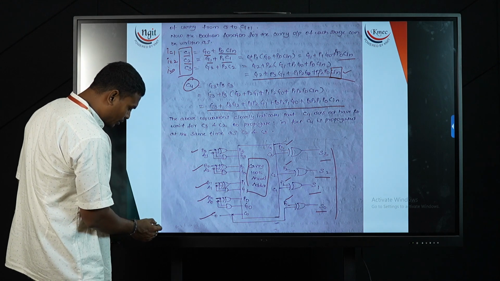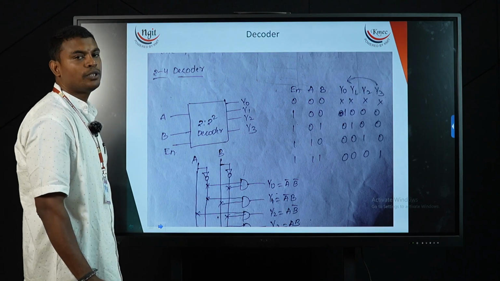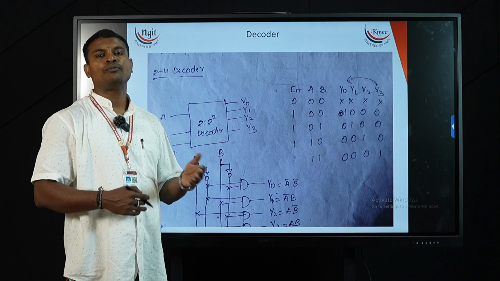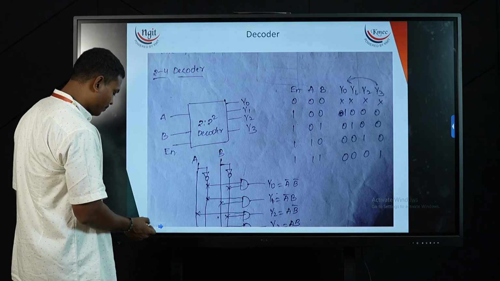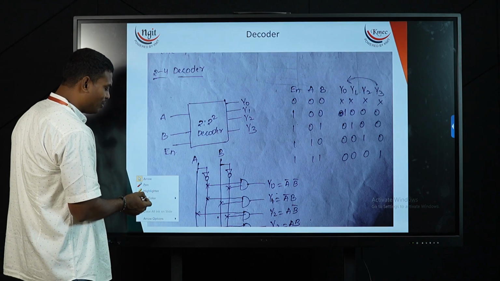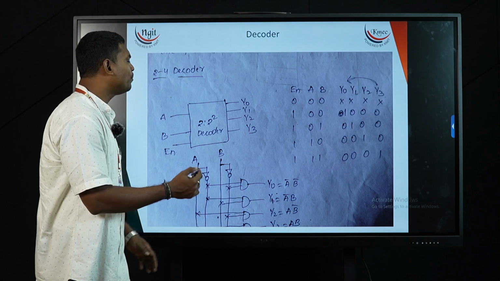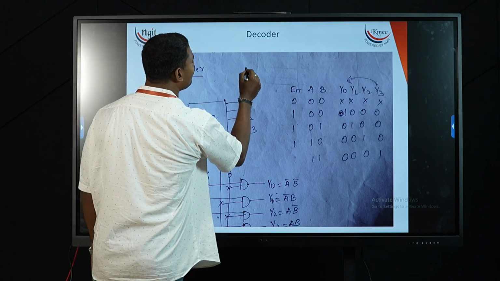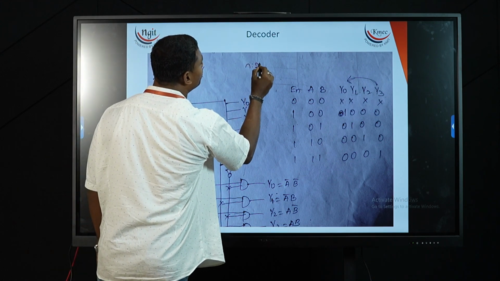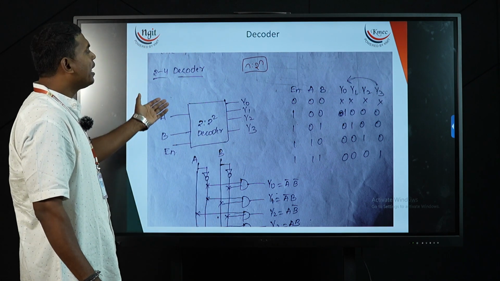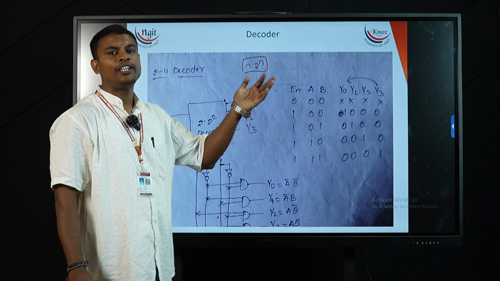Let's get on to the next topic, decoder. Now decoder is a technique converting one form of code to the other form of code. What is code actually? Like how the code can be converted. Now the technique is I am going to convert n inputs to 2 power n outputs. Decoding technique. Decoder means generally n inputs I am going to provide, I am going to get 2 power n outputs.